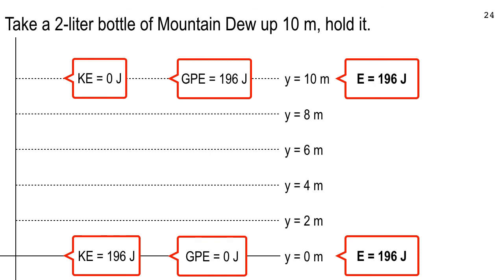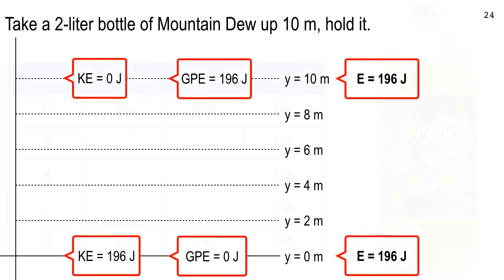You have energy, 196, down there too. Total mechanical energy, 196 joules. And you can see here that it's exchanged. All the potential from when you started has been converted to kinetic by the time just before it hits.